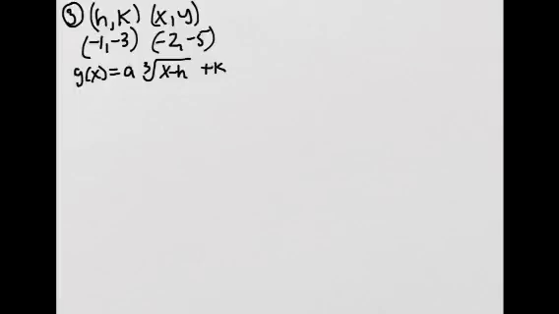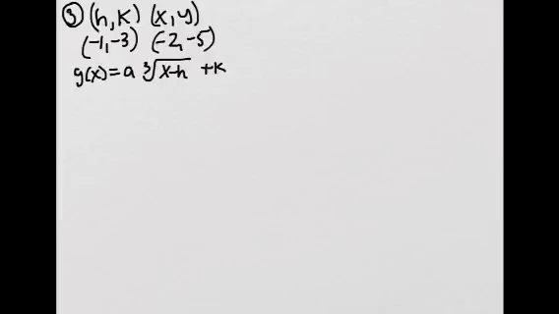Alright, so for numbers 3 and 4, we're going to write a cube root function for the graphs. I did not take a picture of the graphs, but these are the points that we're going to use. If you look at your graph, you'll notice that our inflection point is at (-1, -3), and the other dot that they marked is at (-2, -5). The graph is counting by twos.